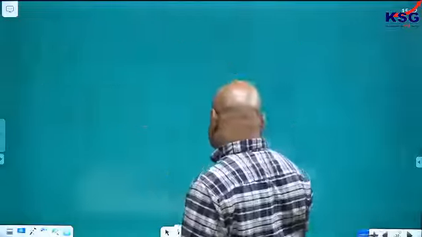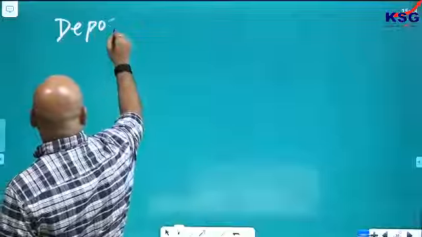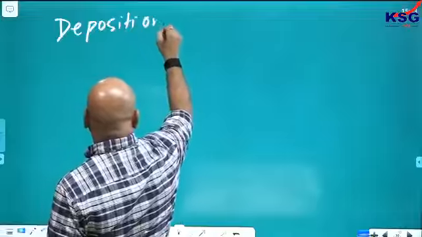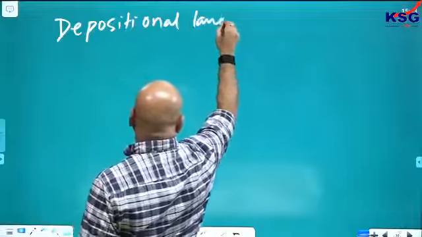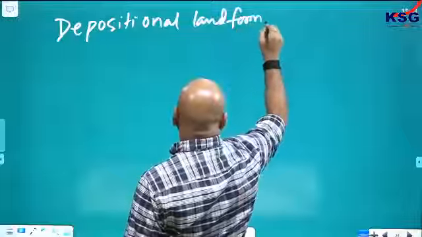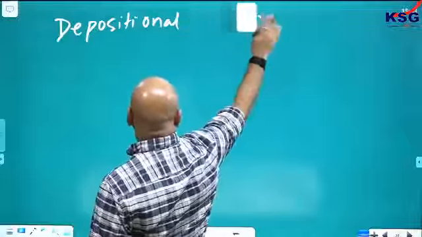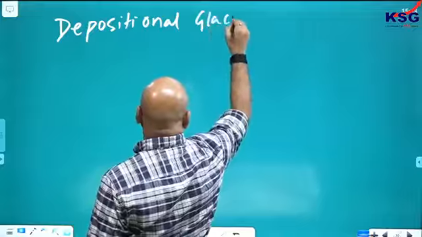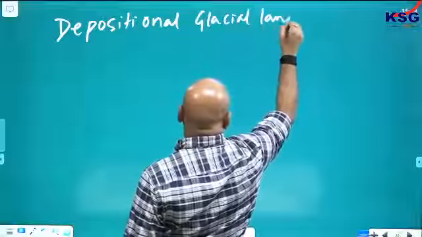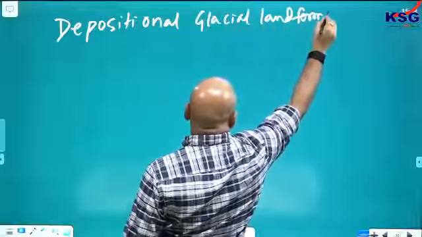Okay, so let us look at depositional glacial landforms now. What are those? Let us see.